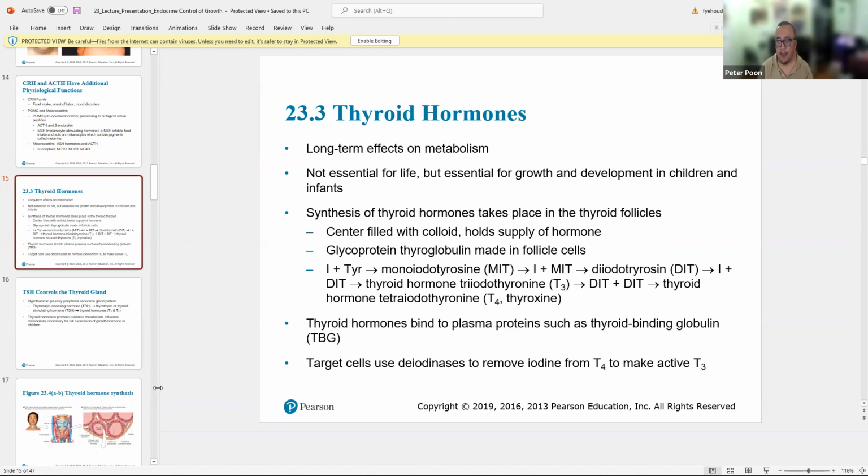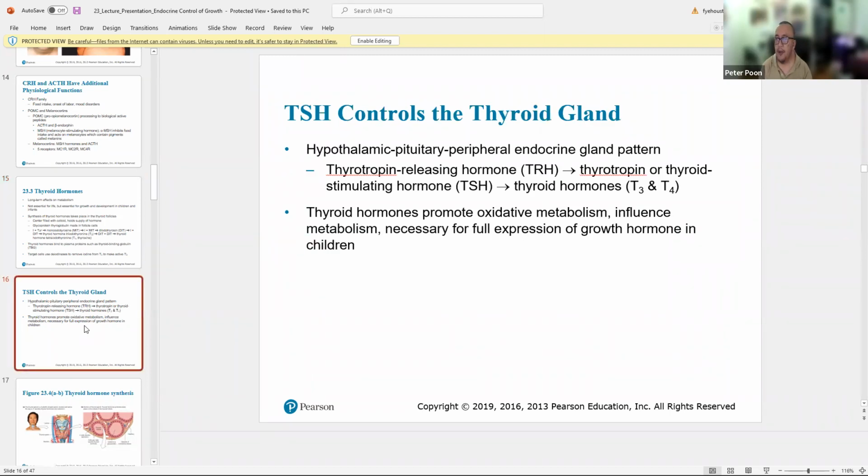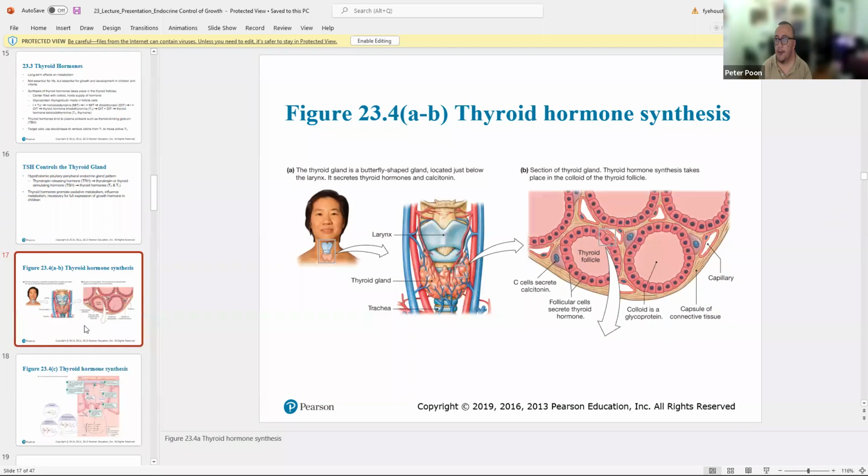So don't worry about the synthesis. What you do need to know about the synthesis is that you need iodine in. T3 is also more active than T4. So thyroid hormones promote oxidative metabolism, influence metabolism, and provide growth hormone. Okay, so thyroid hormone.